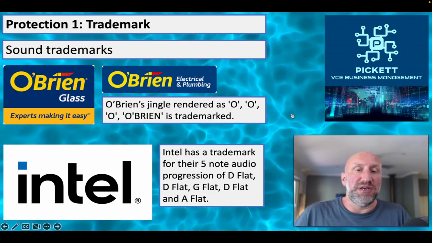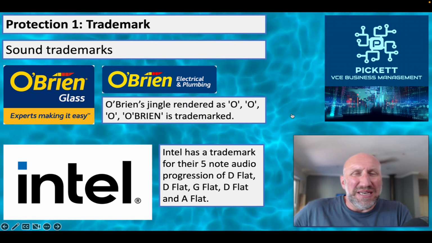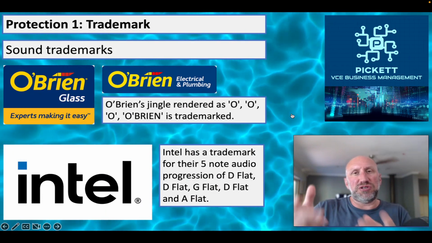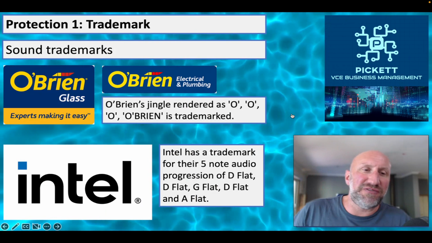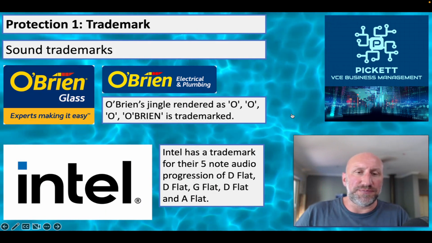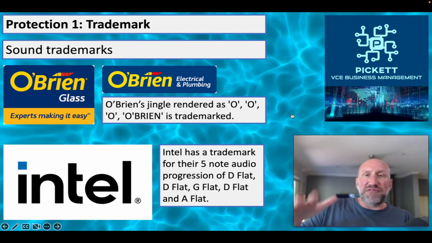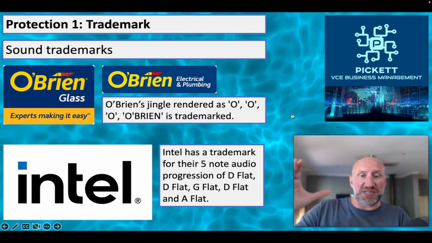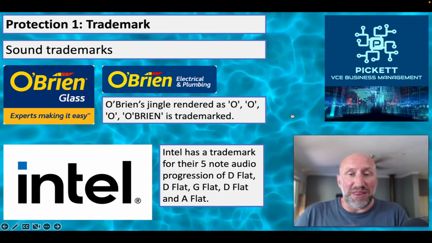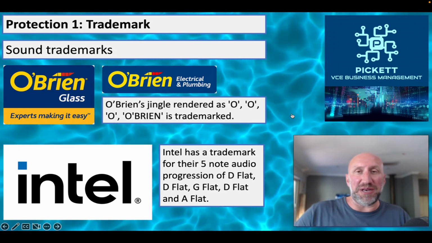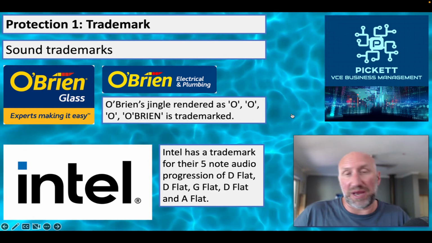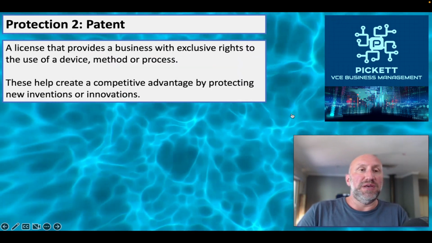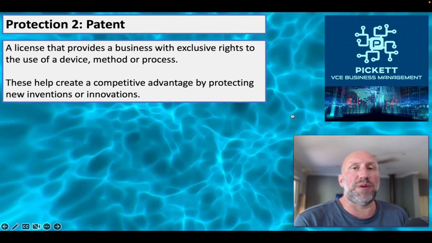Sound trademarks. So this would be, I don't know if you're familiar with the O'Brien jingle. So this would be for maybe jingles that are used on TV and radio ads. There's a very specific O'Brien jingle that they used. And Intel, the 5-note audio progression that you associate with the Intel sound. D flat, D flat, G flat, D flat, and A flat. That was actually trademarked by them many, many years ago. So again, that no other tech business or any other business, tech or otherwise, can use that or a similar jingle. Okay, second type of protection is what we call a patent.